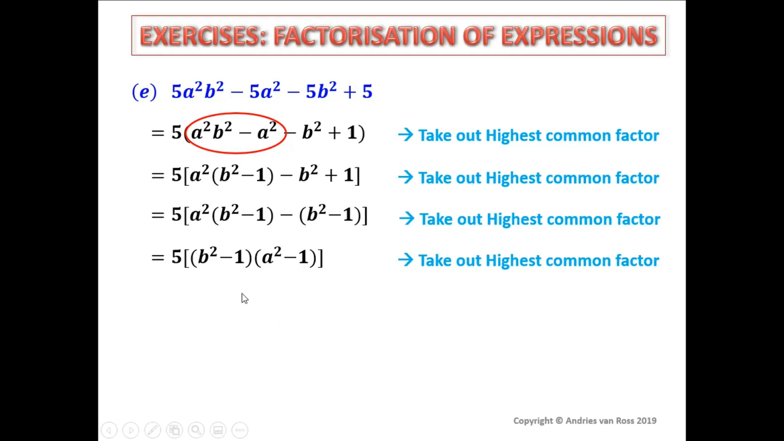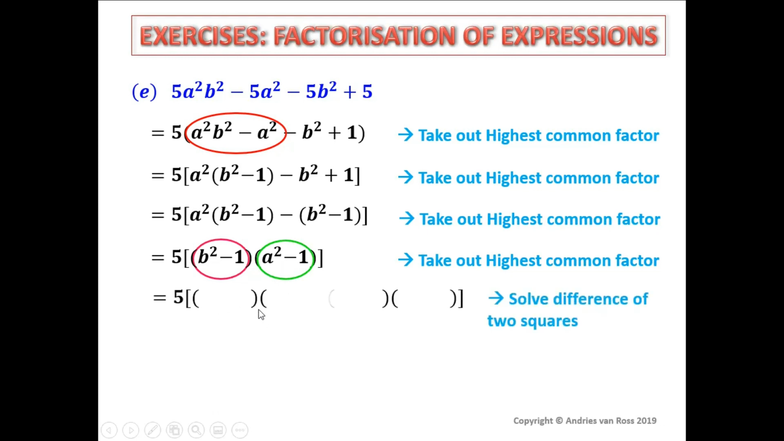Now suddenly we've got a difference between two squares here, which is b squared minus 1. And also here we've got a squared minus 1, which is also a difference of two squares. So now we can factorize them. We know each of them will have two brackets. So we see there, difference between two squares, so we can then solve.